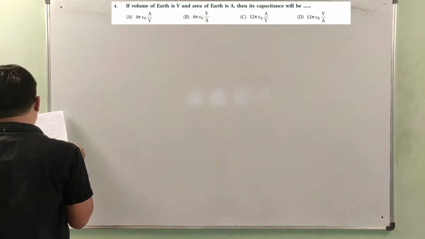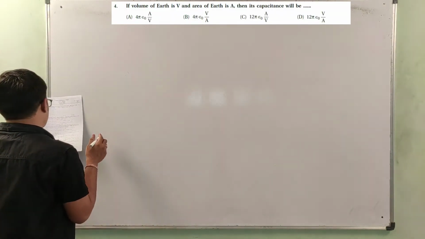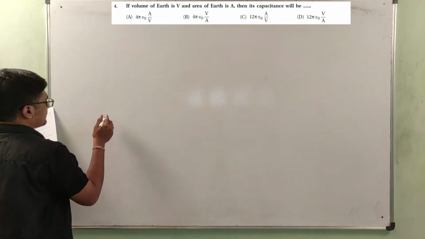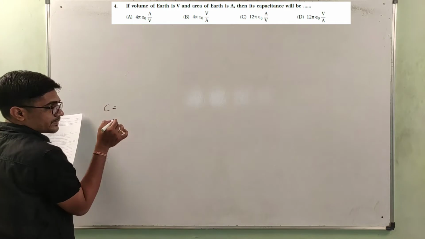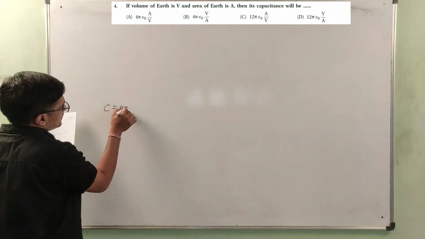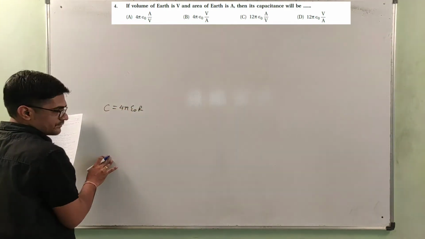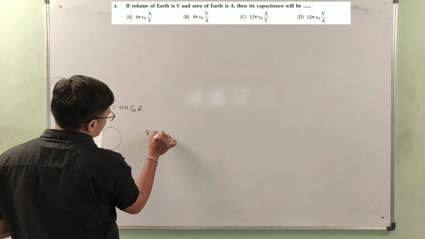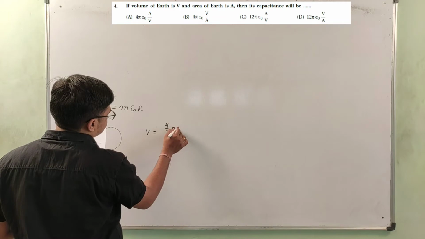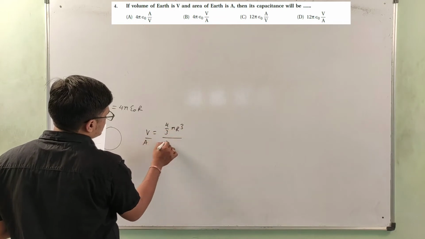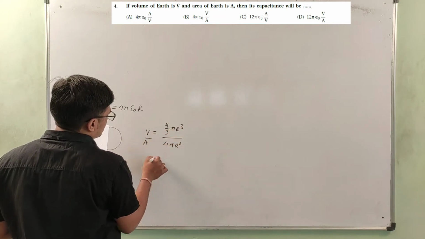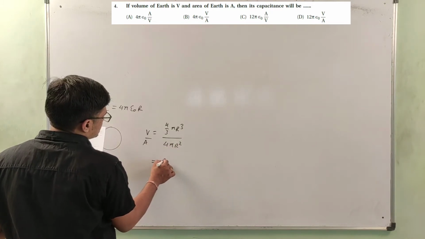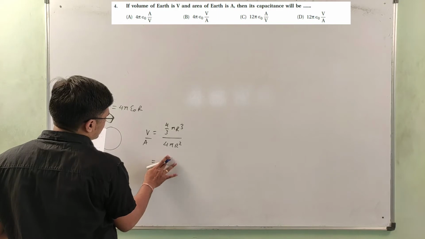Question number 4. If the volume of earth is V and surface area of earth is A, what will its capacitance be? The capacitance of a spherical capacitor is equal to 4 pi epsilon naught r. Earth is also a sphere, so find the radius. Volume of a sphere is 4 by 3 pi r cube and surface area of a sphere is 4 pi r square. So it becomes 4 pi cancel, r square by 3, r by 3.